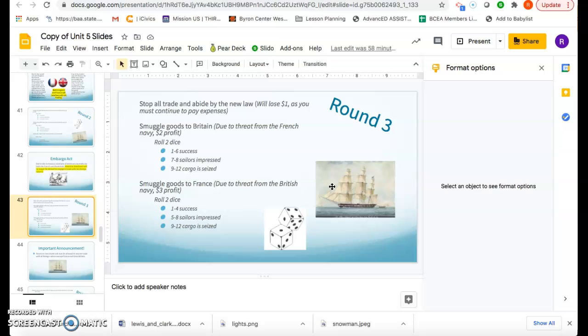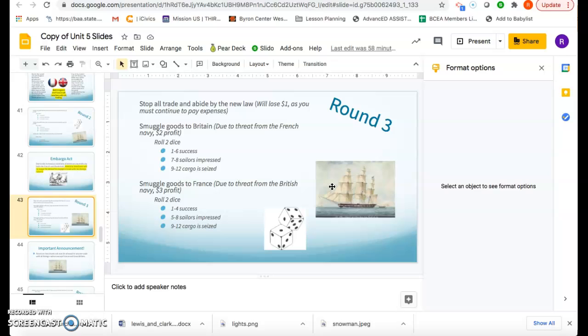Okay, you have to continue to pay expenses for your ship. So you're going to lose $1. Or are you going to break the law and smuggle goods to Great Britain for a $2 profit? Again, you're going to roll 2 dice. 1 through 6 is success. 7 through 8, your sailors are impressed. Or 9 through 12, your cargo is seized.